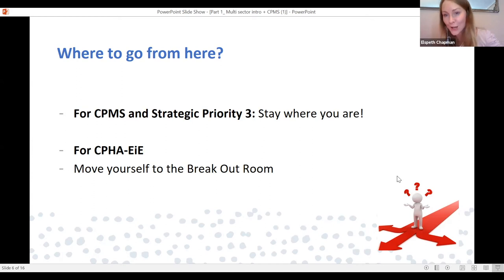For those who would like to go into the session on CPHA and EIE, you need to work a bit harder. So for this, you need to move yourself into a breakout room. To do this, you need to select the three dots at the bottom. I never know my rights and lefts. At the bottom right of your screen where it says more, click on here and select join breakout room. And you need to join the breakout room. I can write this in the chat. I think Jessica, if you could write this in the chat box, CPHA.